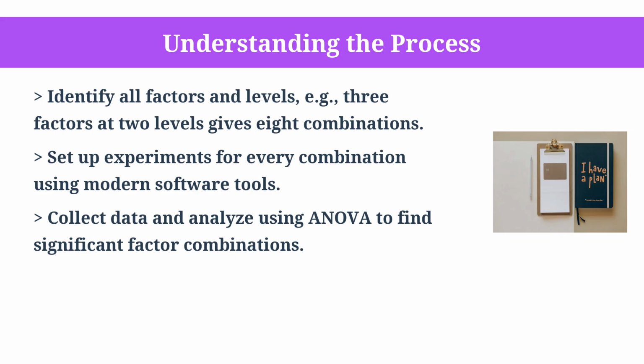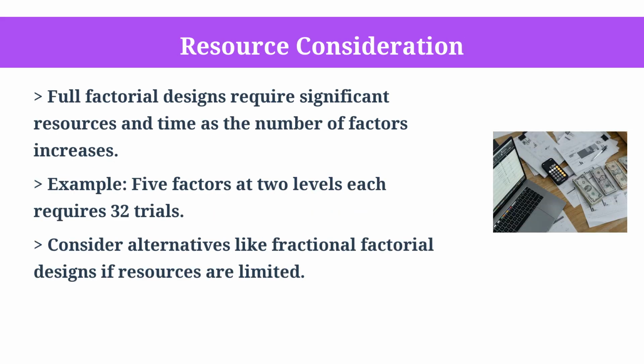First, identify all your factors and levels. For instance, if you're testing 3 factors, each at 2 levels, that gives us 8 total combinations to test. Next, set up your experiment by running trials for every possible combination of these factors. It can get a bit complex as the number of factors increases, but modern software tools make this much easier than it used to be.